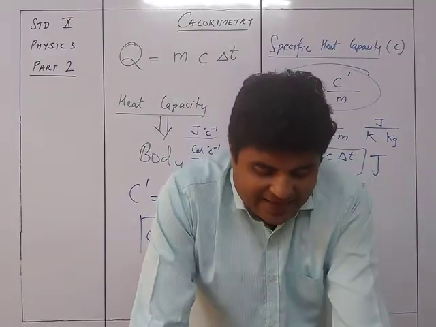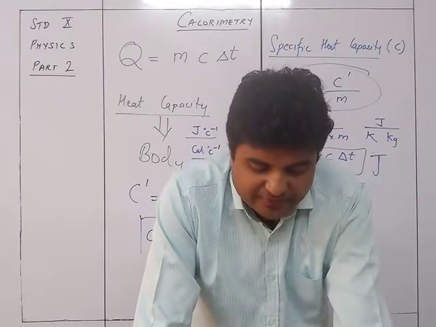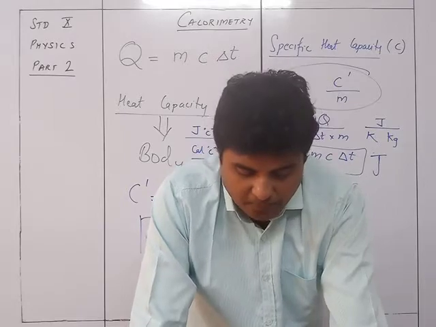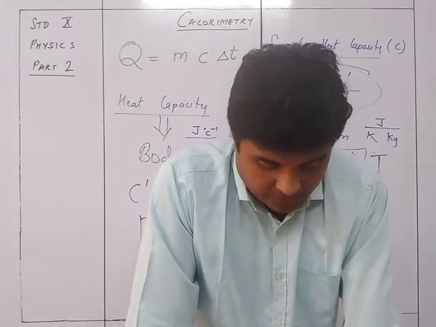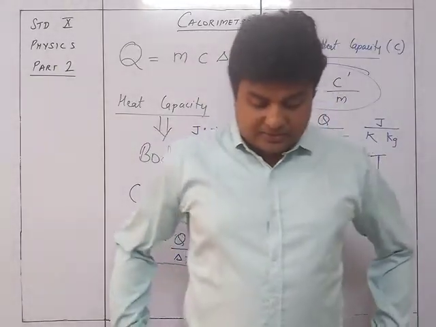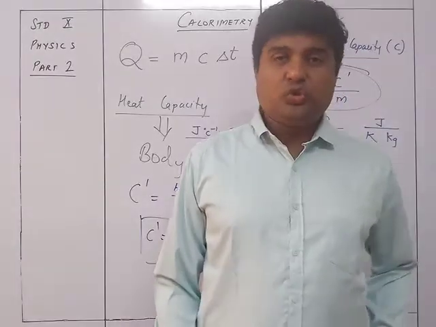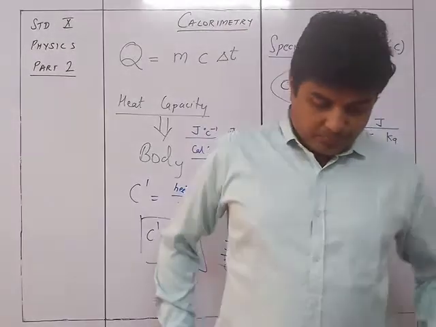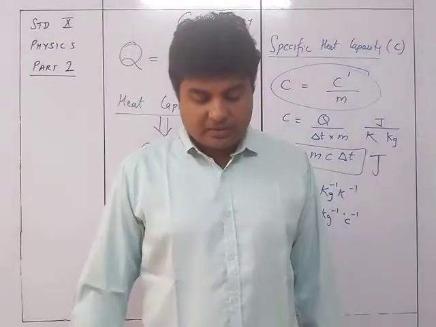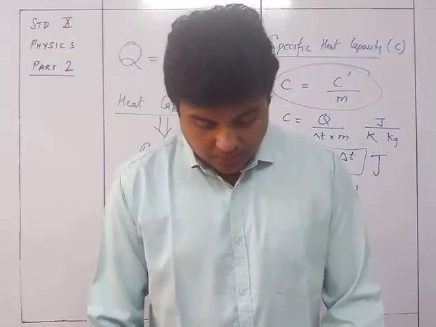Heat capacity C dash is equal to Q upon delta T, whereas specific heat capacity is equal to heat upon mass into delta T. So Q upon M delta T. Heat capacity is measured in joule per Kelvin, whereas specific heat capacity is measured in joule per kg per Kelvin. We now see some specific heat capacities of some common substances.